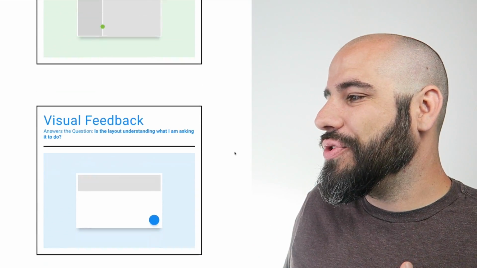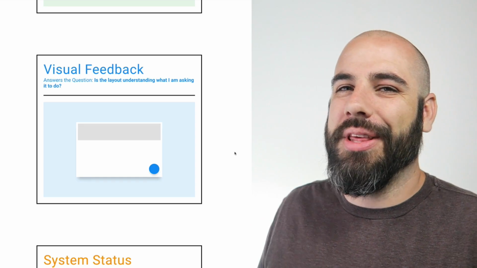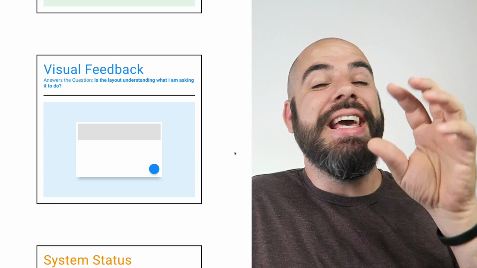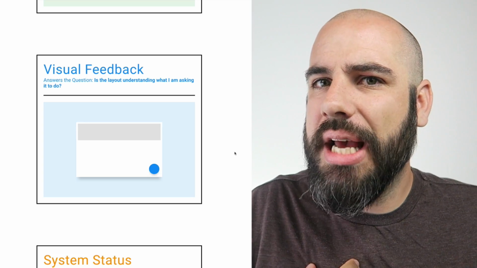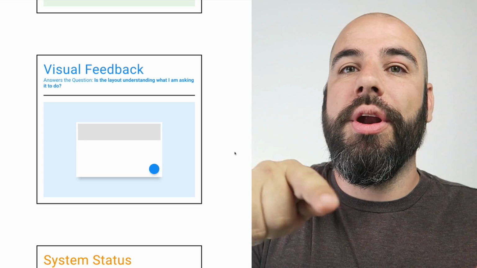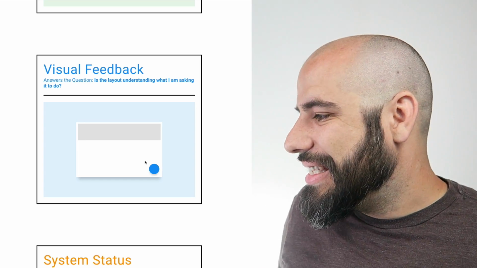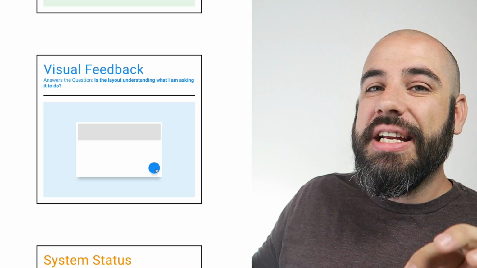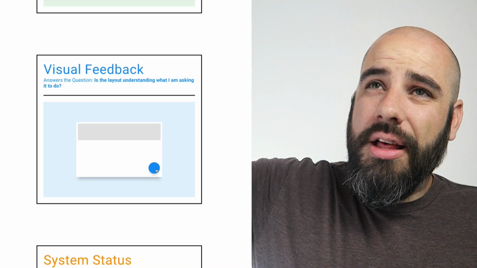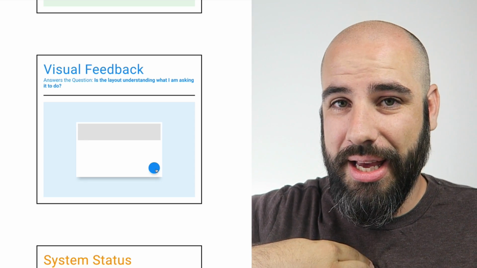Next one, visual feedback. This is one of my favorites in this example, because by the time I coded this yesterday, it was like 3 a.m., and I was like, oh, this is gonna be good. Visual feedback answers the question, is this layout understanding what I'm telling it to do? As a user, I'm giving it information. I'm telling it that I want to navigate to another page, or in this case, I want to send this message or this email, right? So let me click the send button and tell me if this animation makes you feel that the email system understood what I was trying to tell it.